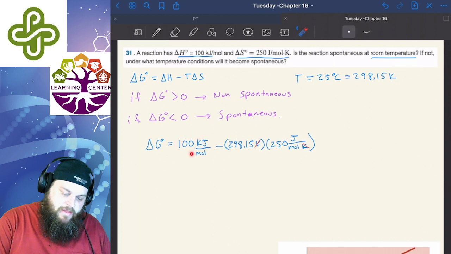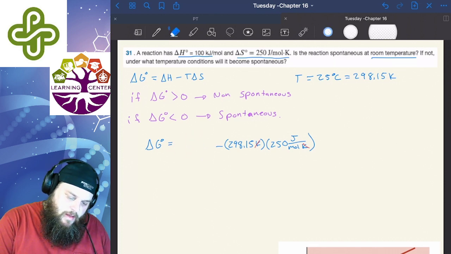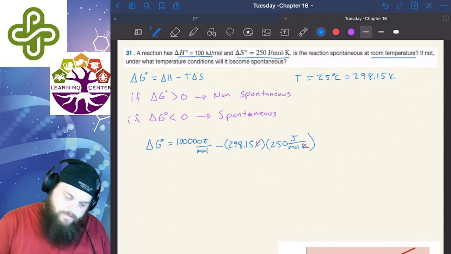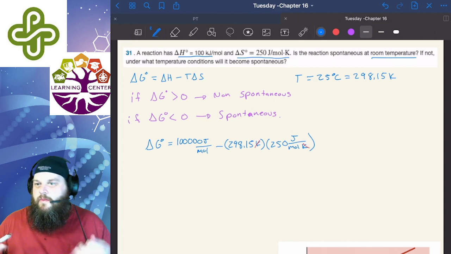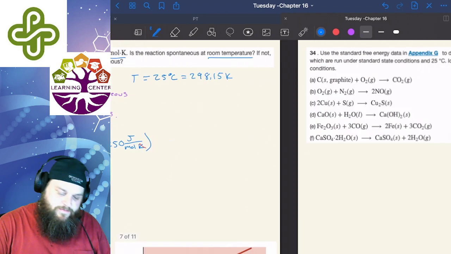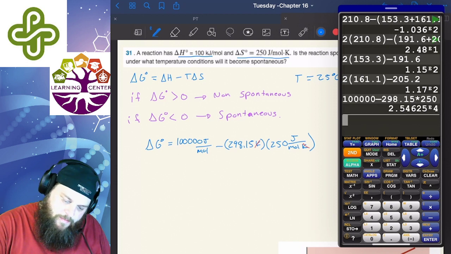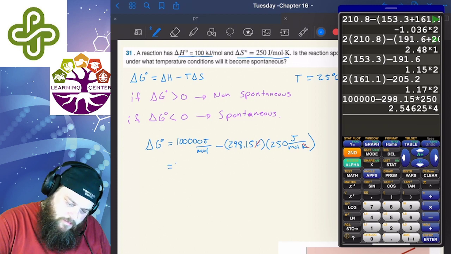I want to make sure I write this one instead as 100,000 joules per mole. And now I can actually do the math because I have the same units on both sides of it. So that's 100,000 minus 298.15 times 250, which is going to equal 25462.5 joules per mole.